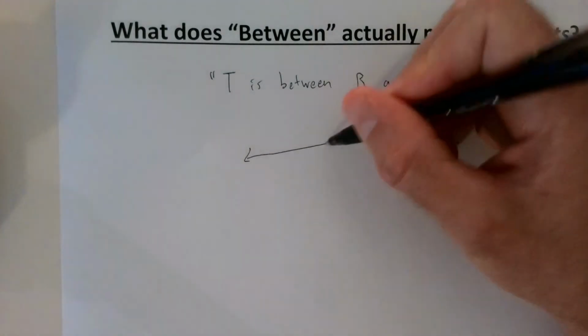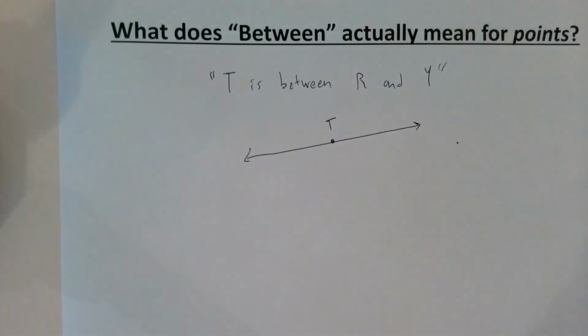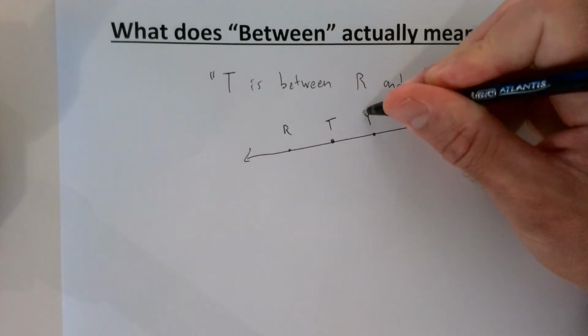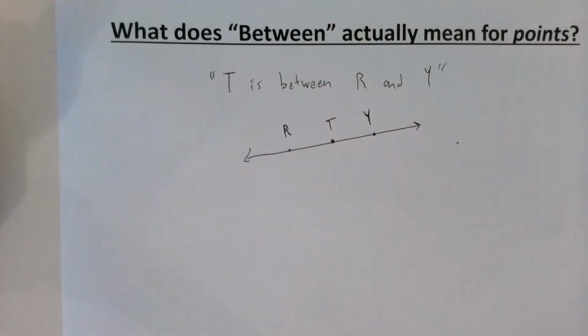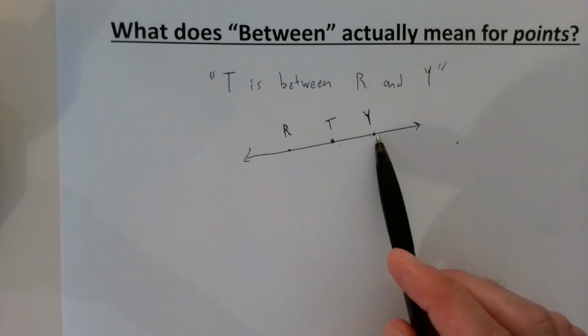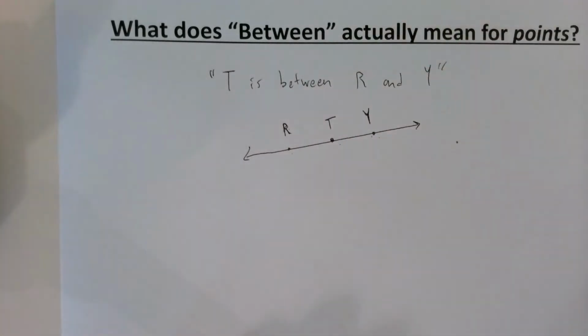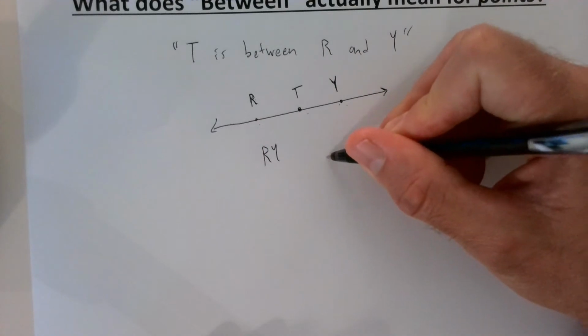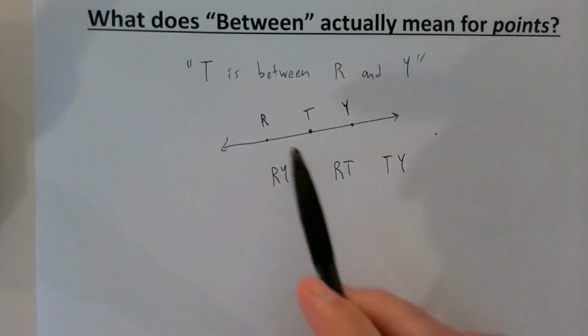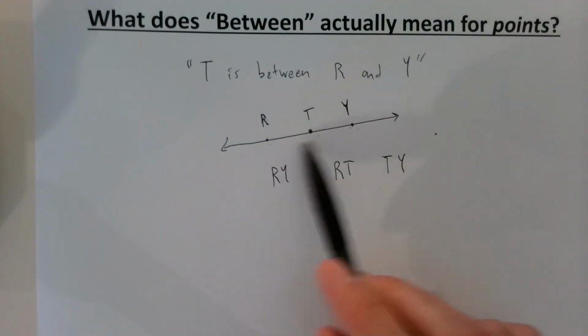But I'm going to put T first. And then the points R and Y on either side. Doesn't matter which side. I'll put R over here. It didn't tell us which side of R or Y T is on. It doesn't matter. So T is between R and Y. Now if I look at this segment RY, I've actually got three lengths in my picture. I've got RY, I've got RT, and I've got TY. So here's one length, there's another one, and there's this one.